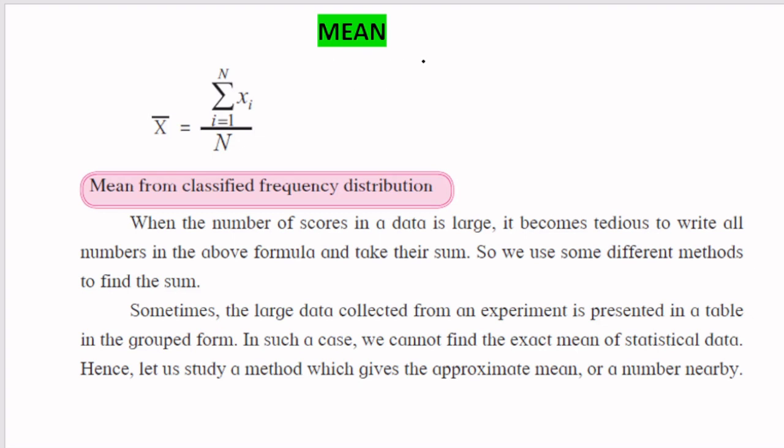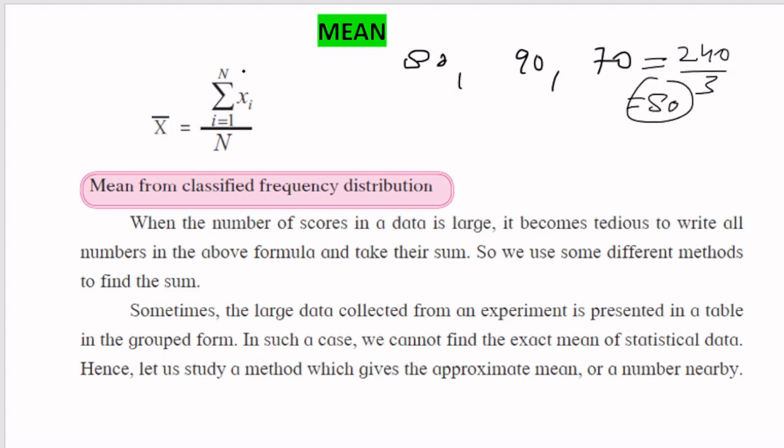For example, you got 80 marks, 90 marks, and again 70 marks in an exam. The sum of all these marks is equal to 240, divided by 3, so you'll get 80. So this is your mean, nothing but average. That's what we have been doing from the beginning, right? We used to calculate our percentage.